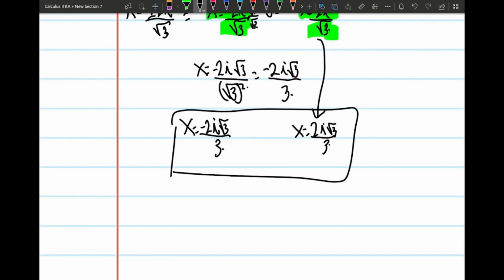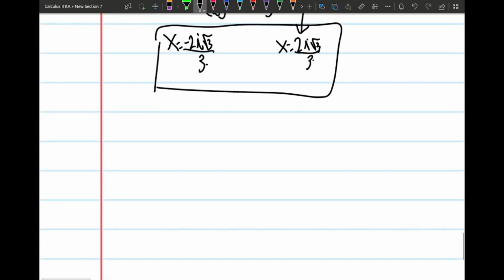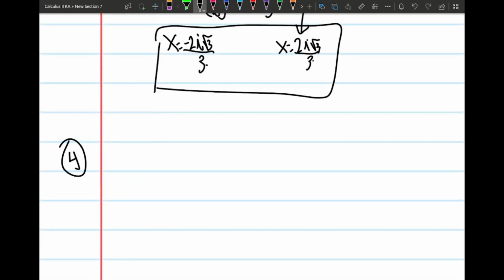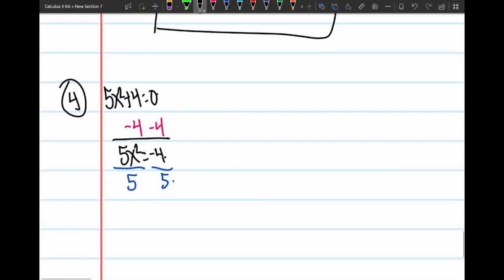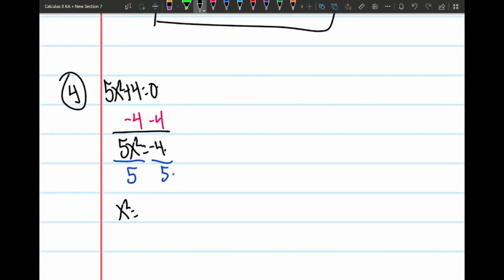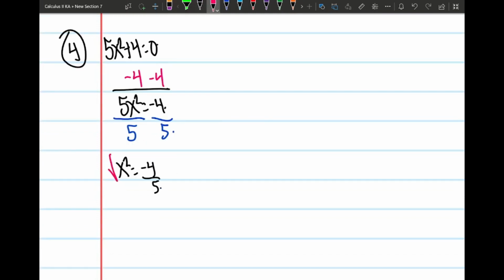Okay. And now for number 4. So number 4, we have 5x squared plus 4 equals 0. So we're going to first subtract 4 on both sides. We have 5x squared equals negative 4, right? And then we divide by 5. So then we have x squared equals negative 4/5. So we're going to go ahead and take the square root. And then lastly, we have x equals plus or minus the square root of negative 4 over the square root of 5.